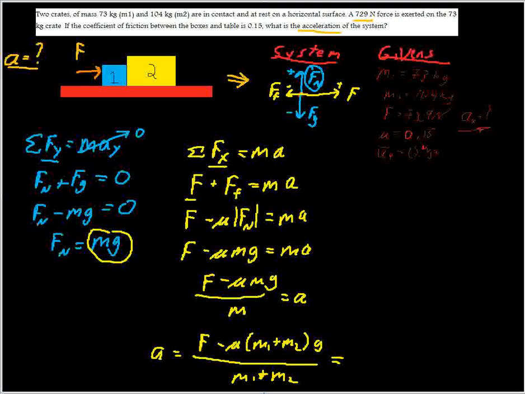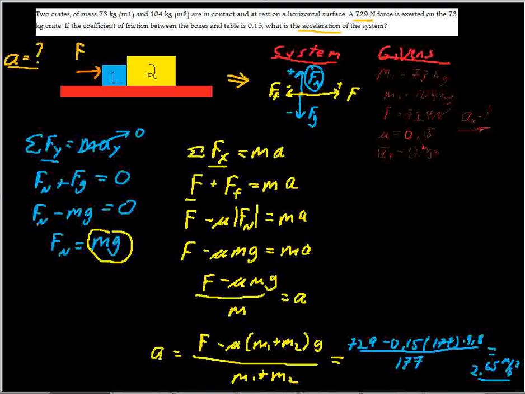I'm actually going to do it in a different color just because I don't really like the yellow too much. So I'm going to have 729 minus 0.15 times the total mass, which is really just 177, times 9.8, divided by the total mass of 177, and that gives us a total acceleration of 2.65. I'll just write it down here: 2.65 meters per second squared. And that's just about it for this problem.